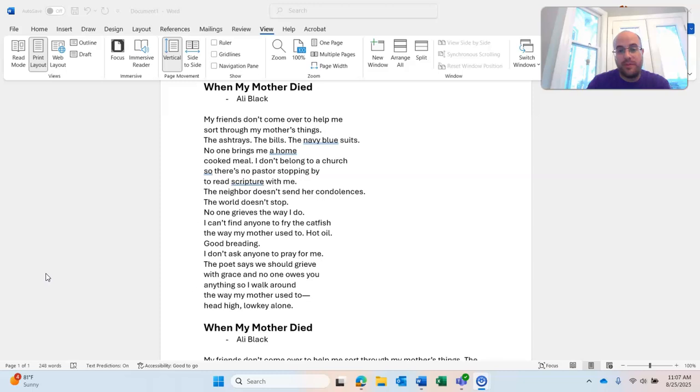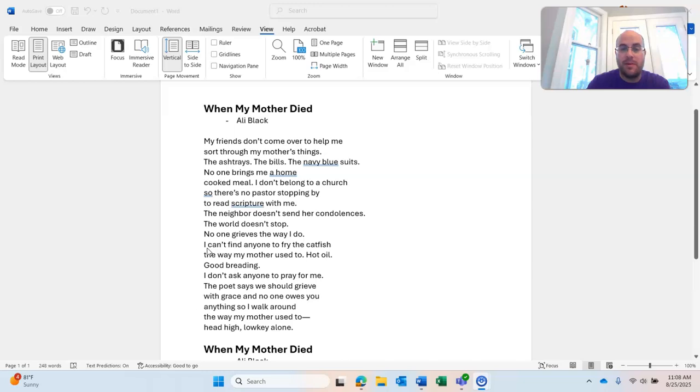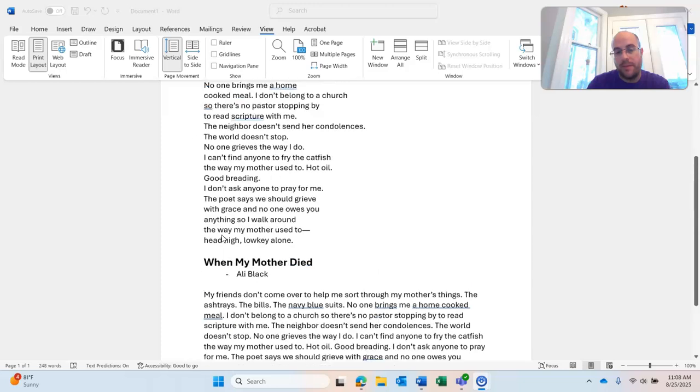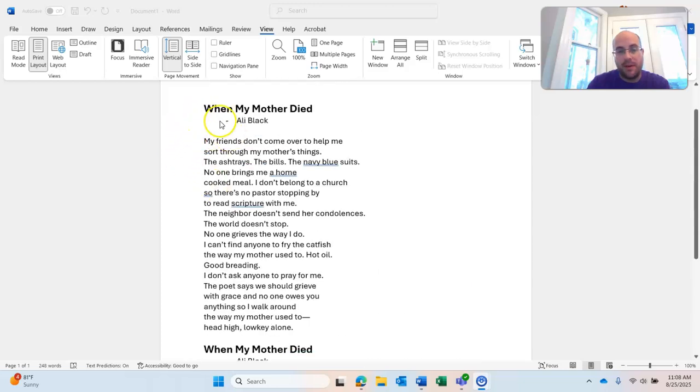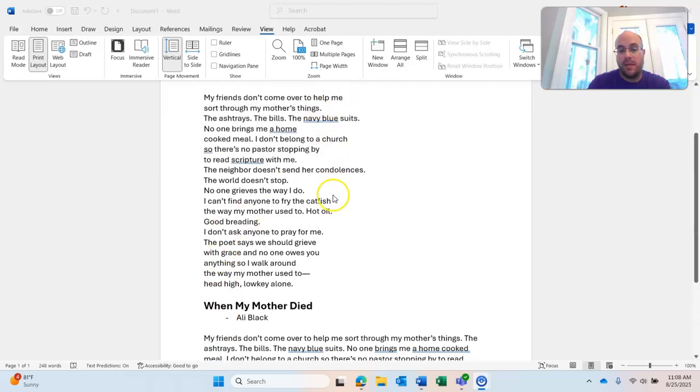So to highlight the difference between poetry and prose, I copied the same poem. It's a poem titled When My Mother Died by a poet named Ali Black, twice on this Word document. One, the top part, is the poem as it was published by Miss Black. And the second part is the exact same poem, same language, same capitalization, same punctuation, but I removed the line breaks.